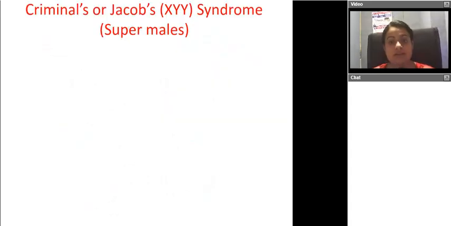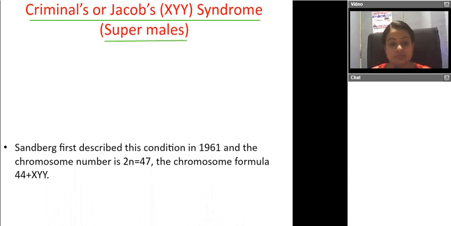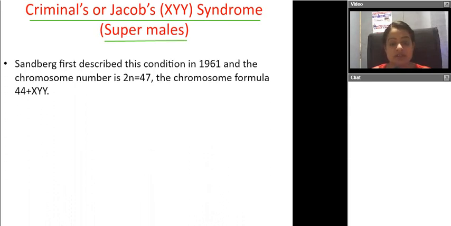Let us now study some of these syndromes in detail. First is the criminal syndrome or the Jacob syndrome. This is found in males that are also known as the super males. Steinberg first described this condition in 1961 with chromosome number 2n equal to 46 and their chromosome formula being 44 plus XY.